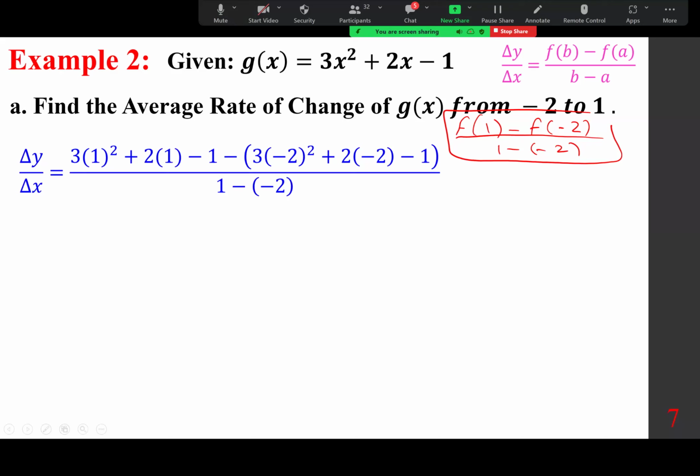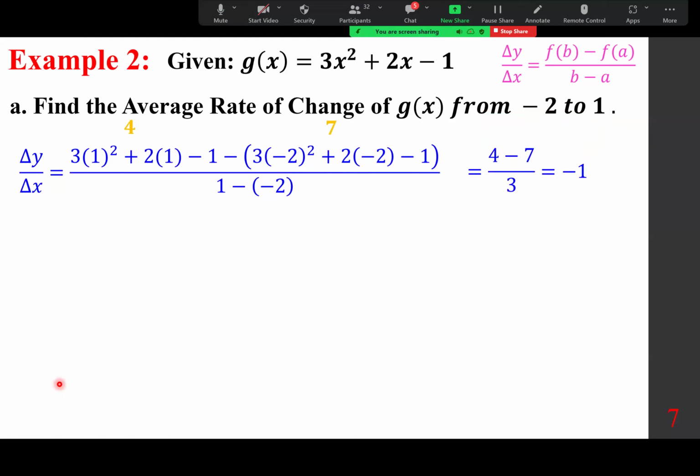So this one is 3 and this one is 1, 3, and 2. 5 minus 1 is 4. So this whole thing is 4. This one is 12 minus 4 minus 1 is 7. So you have 4 minus 7 in the numerator. In the denominator, you have 1 plus 2 equals 3. And the answer is -1. Very straightforward.